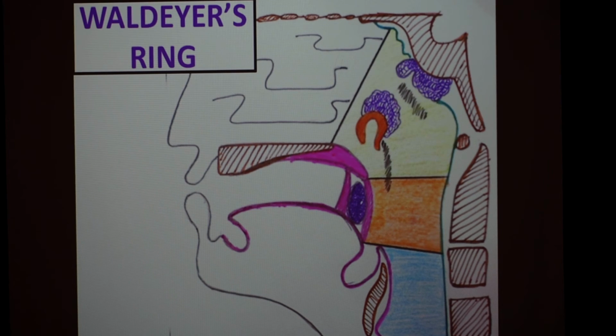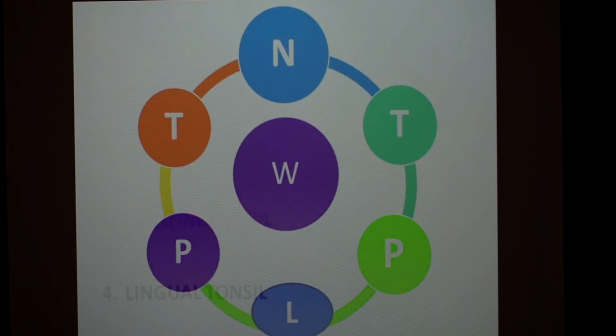So why are so many tonsils there? They are present there to prevent the entry of microorganisms through the air or through the food, preventing the entry of those microorganisms into the air pipe or the food pipe. So if we see it from the front, then we will find that they basically form a ring.